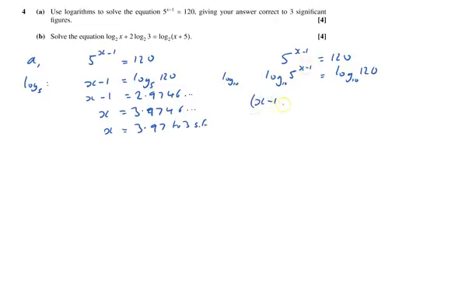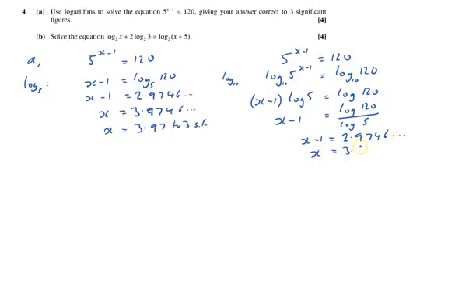So x minus 1, put it in brackets, because all of that is times by log of 5, and that equals log of 120. So I'm going to divide both sides by log 5, and that gives me log 120 over log 5. And so x minus 1 equals 2.9746, and so x equals 3.9746, etc. And then we get 3.97 to 3 significant figures.